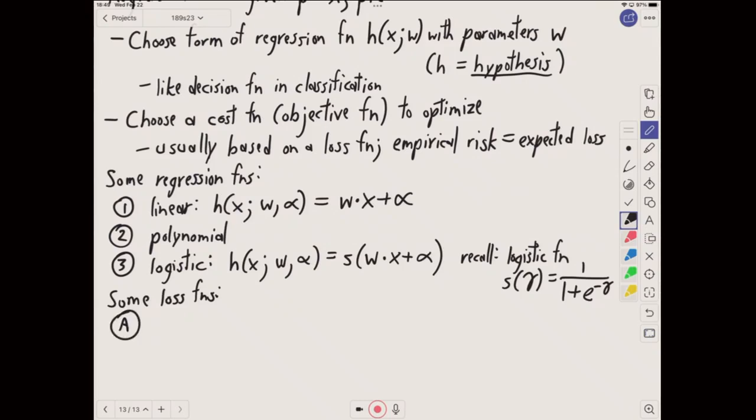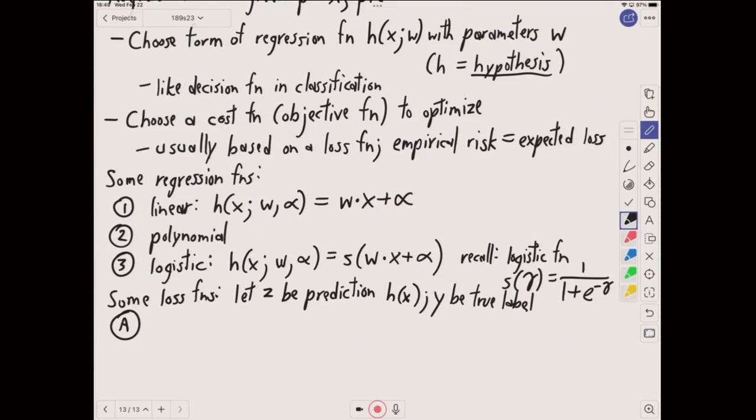Let's move on to loss functions. So in all of these loss functions, they're going to have 2 parameters, z and y. And z is the prediction of our regression model, or in other words, it's h, our hypothesis, applied to x. And y is going to be the true label for any particular training point or test point.